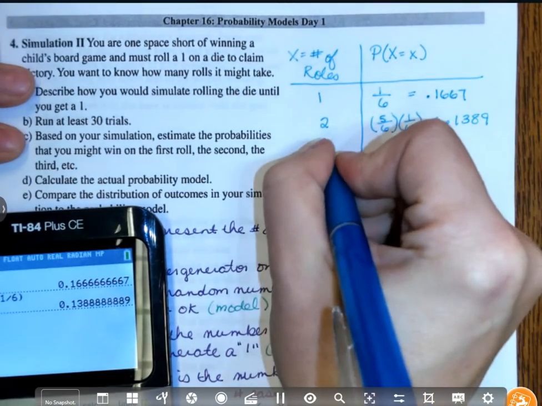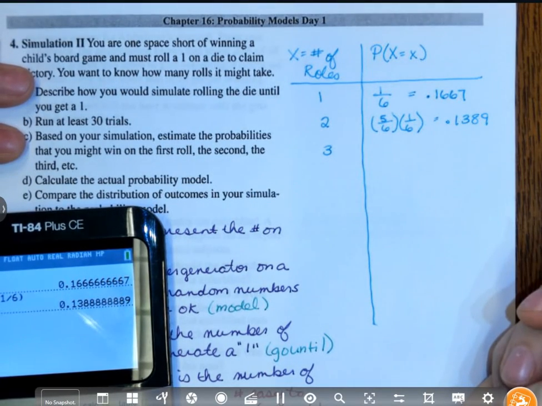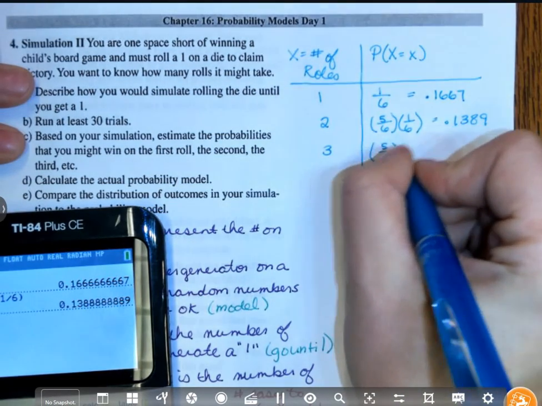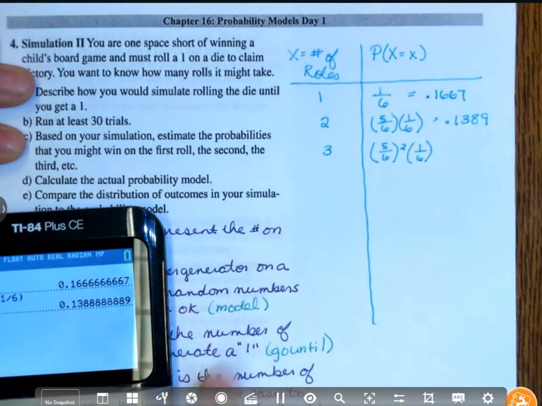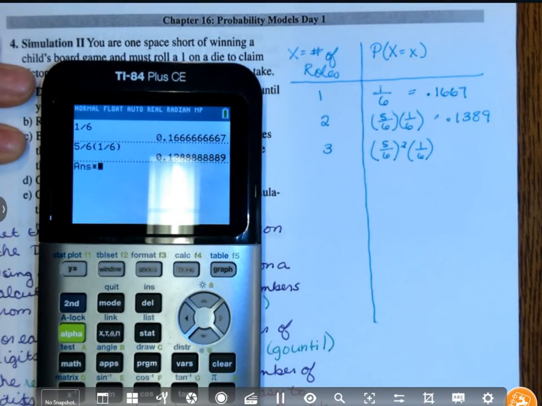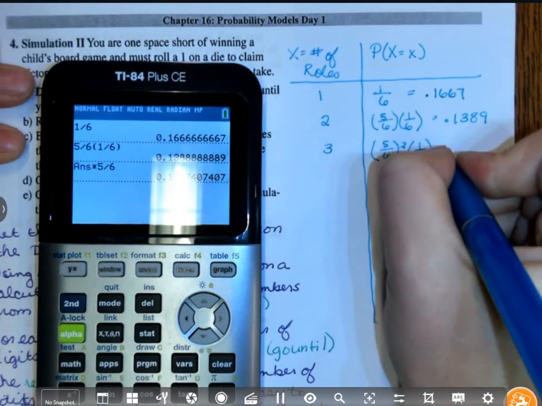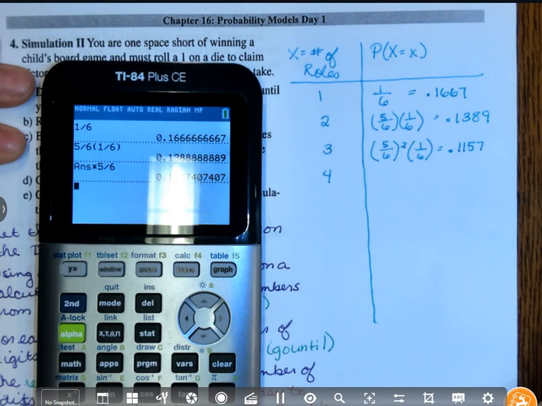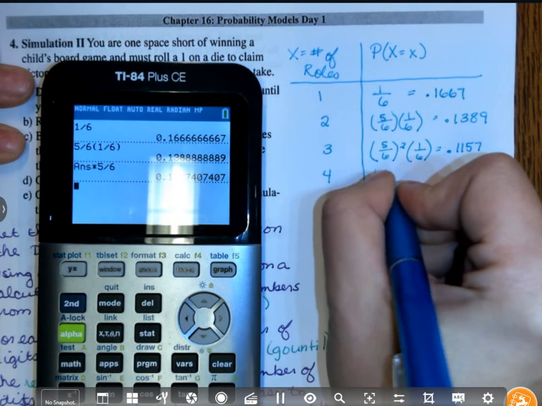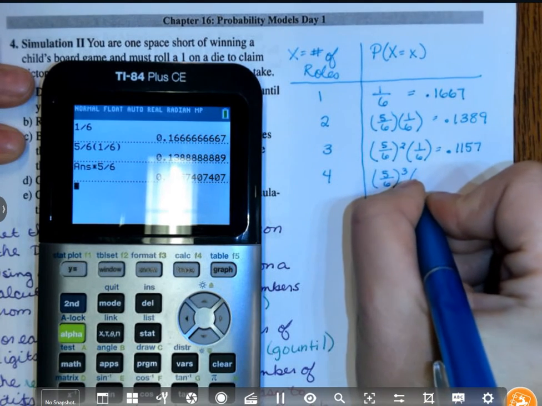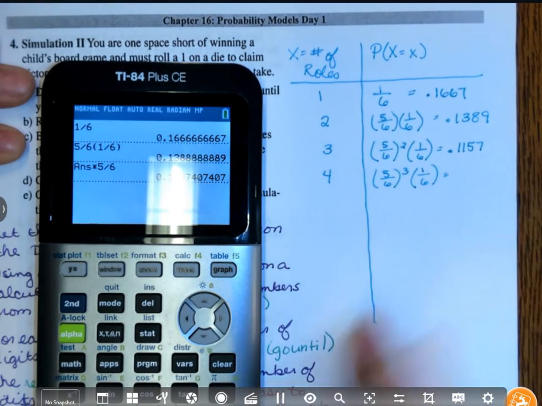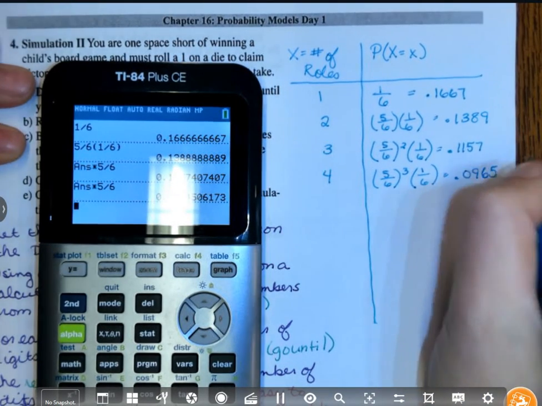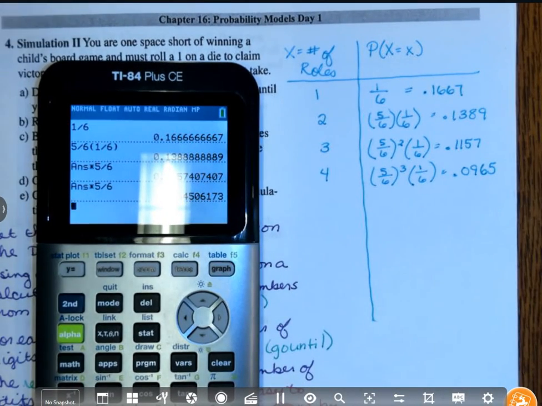If it took me 3 rolls, how would I calculate the probability that it took me 3 rolls? 5 out of 6 squared, and then 1 out of 6. So basically I need to times that by 5 out of 6. So that's 0.1157. What about if it took me 4 rolls? 5 out of 6 cubed times 1 out of 6. And that would give me 0.0965. And I could really just keep on with this.